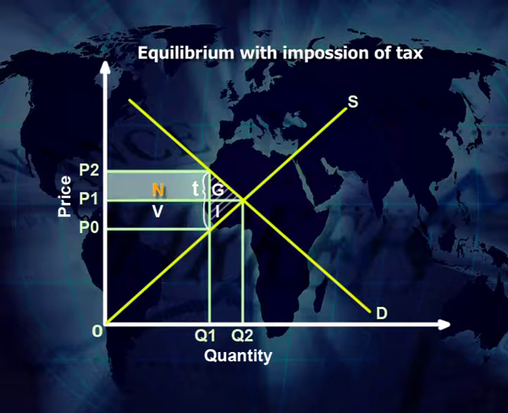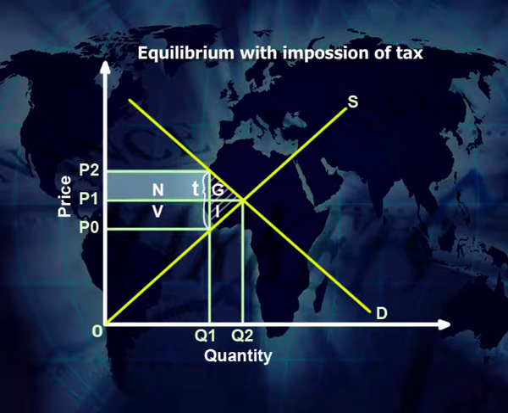Now, the tax paid by the consumer is shown as the shaded area N, and the tax paid by the seller is V, and G and I are the deadweight loss. So, the government is getting tax T, which equals area N plus V. This shows that consumers and sellers are both paying an equal amount of tax, and it is not necessary that both should pay the same amount of tax.